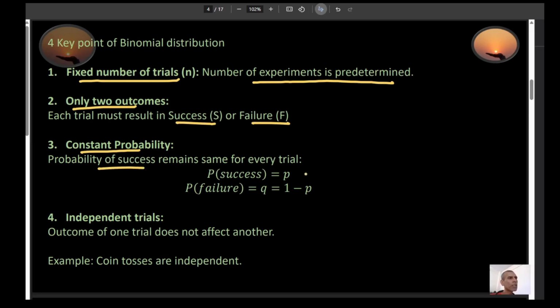Your probability of success is generally denoted by P, and the probability of failure is generally denoted by Q. Q in this case would be 1 minus P. Independent trial. It means that the outcome of one trial would not affect another one. For example, when you're performing coin tosses, what you get in the first one would not affect what will happen in the second one.